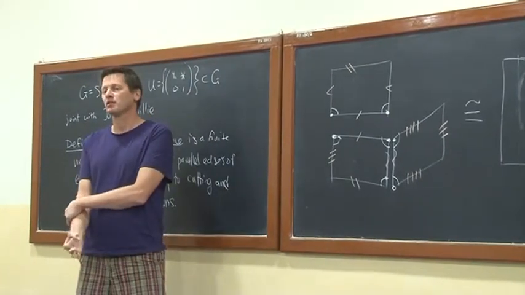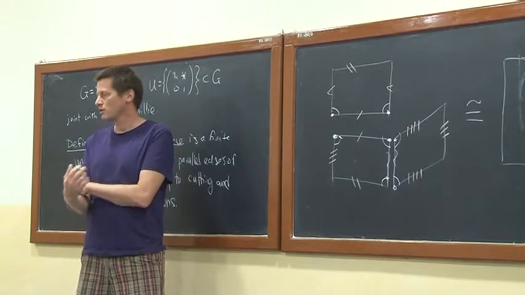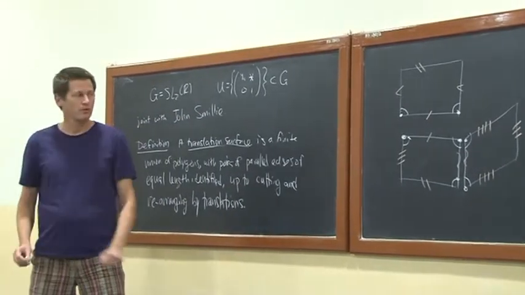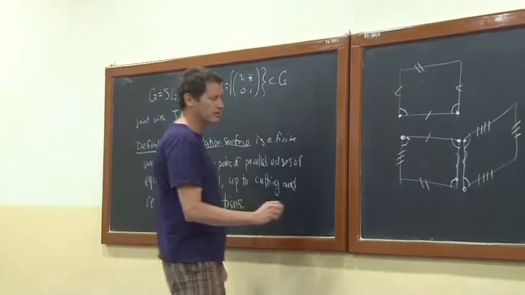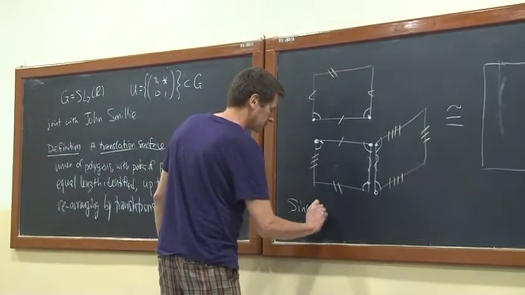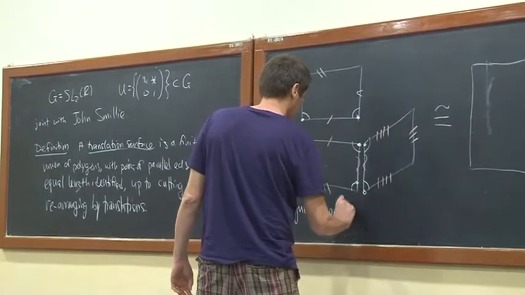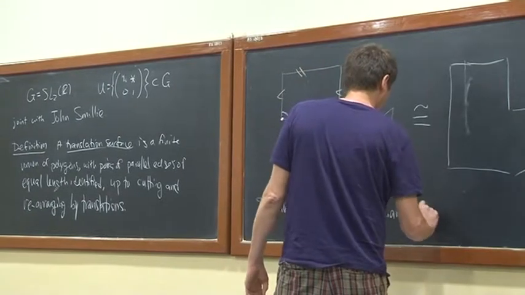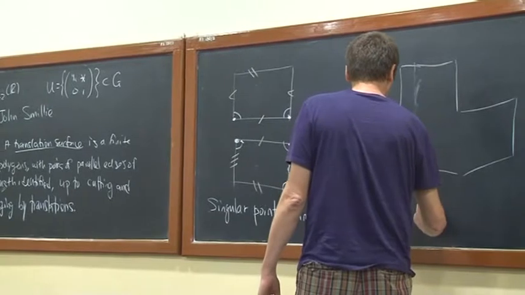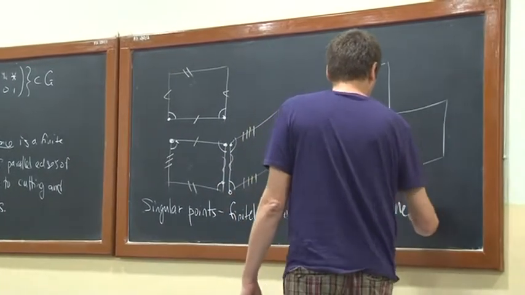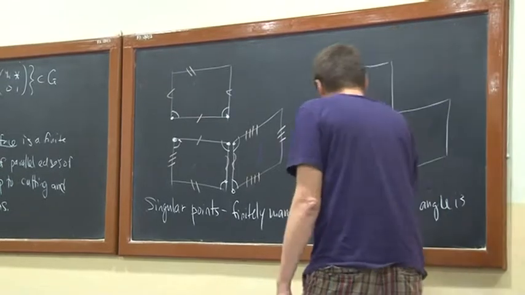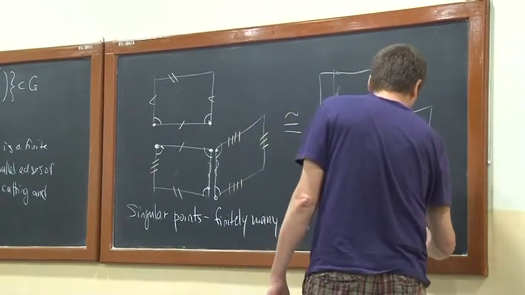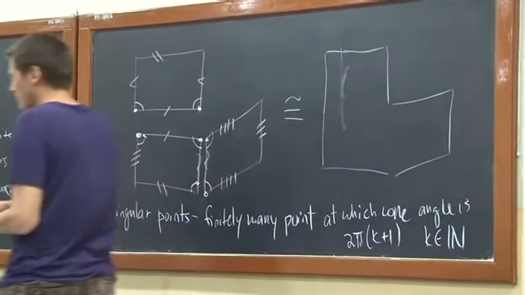So there are finitely many singular points, which are points at which the total cone angle is some integer multiple of 2 pi bigger than 2 pi. These are called the singular points. So the singular points are finitely many points at which the cone angle is 2 pi times k plus 1, where k is a positive integer.